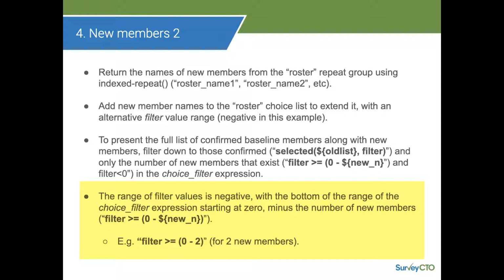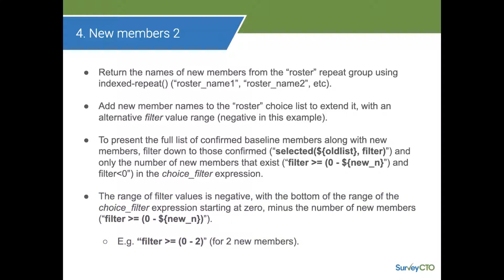So for example, if there happen to be only 2 new members, 0 minus new n is equal to -2. And if you want to have a look at the choice list, which we'll do now, you'll see that greater than or equal to -2 would include only 2 of 6 potential new members. So in practice, we have two different choice filter ranges included in the same choice filter expression, including a negative range of choice filter values for new members.